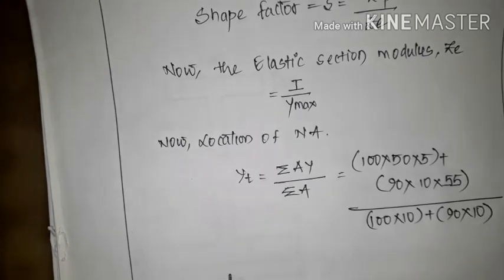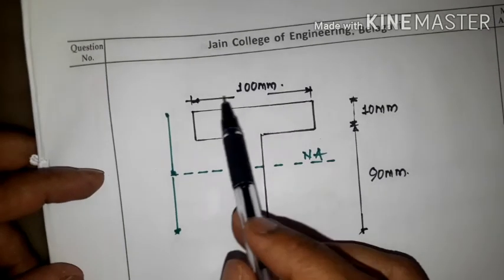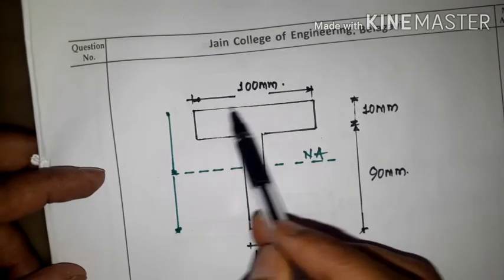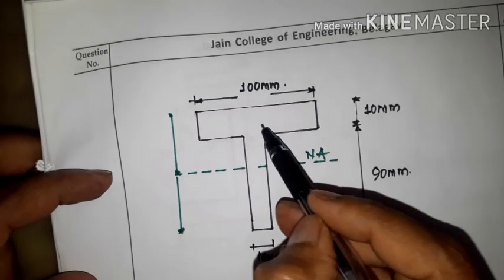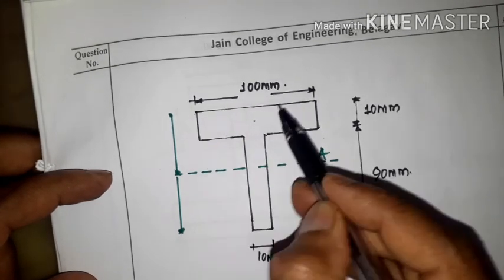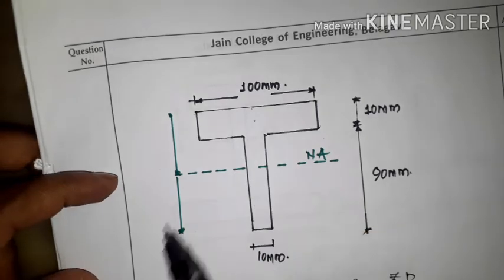Okay, so you can check here. With respect to the top, 100 into 10 is the area and the distance y from the top fiber is 10 by 2, so that is 5 mm.